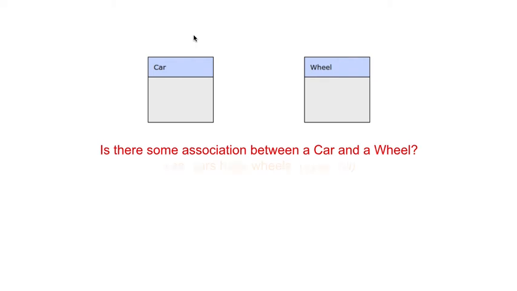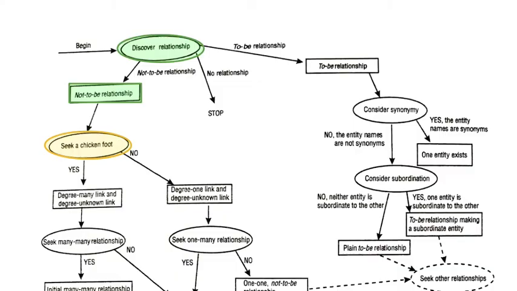The users answer, yes, cars have wheels, and they might think you're a little dumb for asking. Note the word have. By saying cars have wheels, we've just determined this is a not-to-be relationship. That means cars and wheels definitely cannot be the same physical thing, at least not in this context. You draw in the line, make sure you add your question marks for checking for chicken foot on each side later. The very next step in the flow after discovering a not-to-be relationship is to seek a chicken foot.